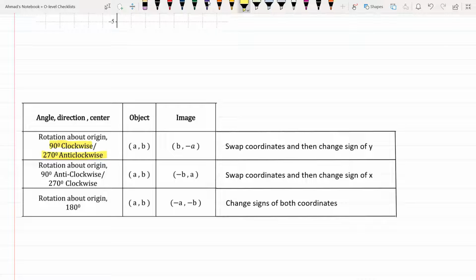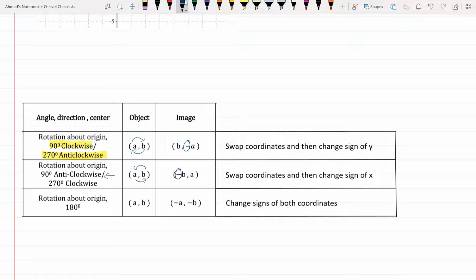What happens in this case? You swap these coordinates. इनको आपने interchange कर दिया. ठीक है, ये आपने interchange कर दिया, and then you also change the sign of y. ये आपने sign भी change कर दिया y का. Similarly for 90 degrees anti-clockwise rotation, 90 degrees rotation में क्या आएगा? Again, you switch coordinates here as well. And then you change the sign of the x coordinate. ठीक है?